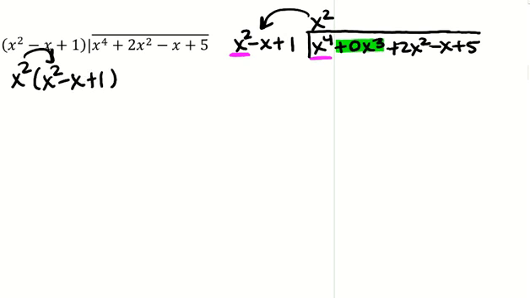So we do this. X to the 2 times x to the 2 is x to the 4. X to the 2 times negative x is negative x to the 3rd. And then x to the 2 times 1 is positive x to the 2. So I'll put that down.